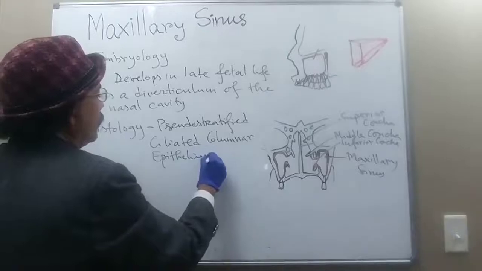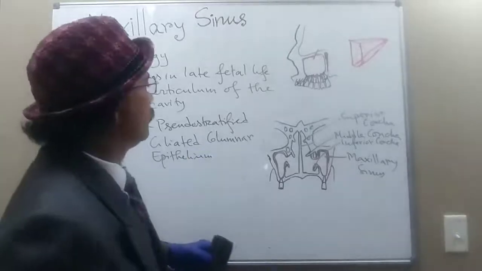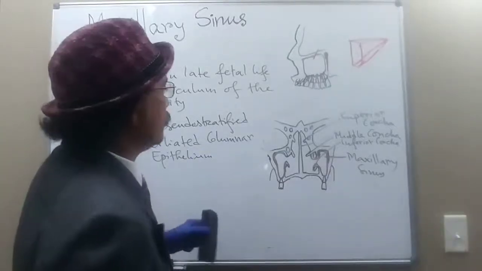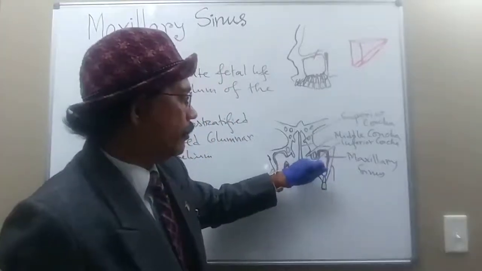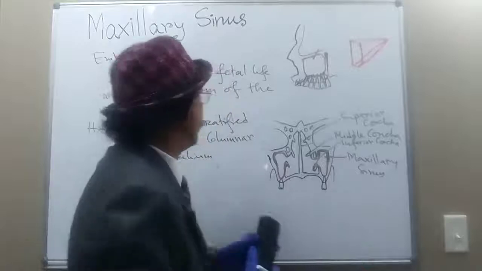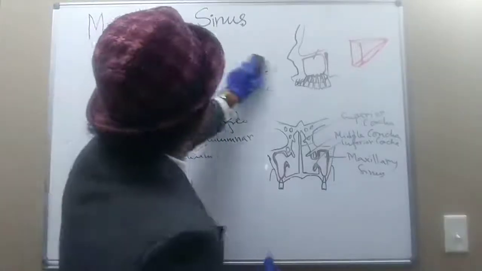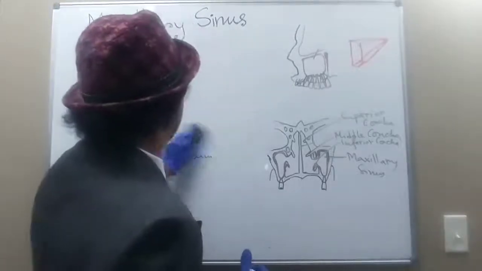Okay, so we got that, the embryology and histology. Why does it open? It opens into the middle meatus of the nose through the hiatus semilunaris. But we have some disadvantage of the opening.